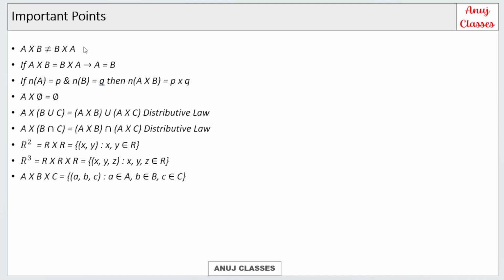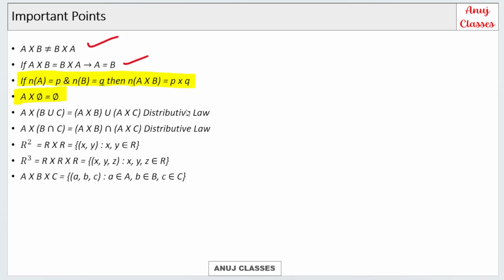So first point, we have already seen that A cross B is not equal to B cross A. A cross B equals B cross A is only possible if A equals B. If the number of elements of A is P and the number of elements of B is Q, then the total number of elements is P times Q. Phi is basically an empty set. The Cartesian product of A and an empty set will always give an empty set.